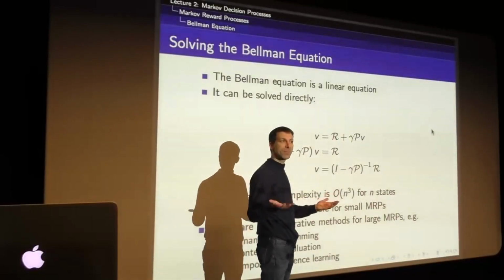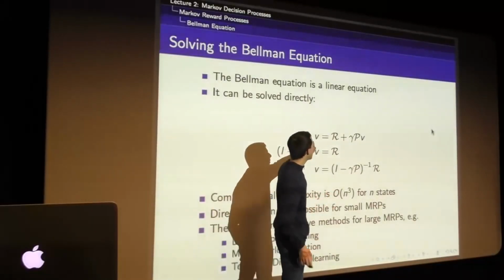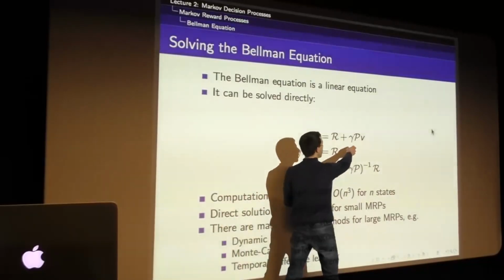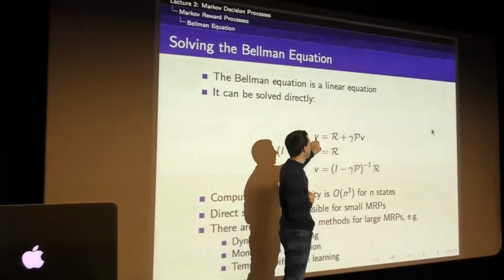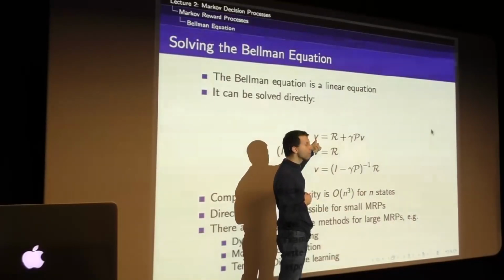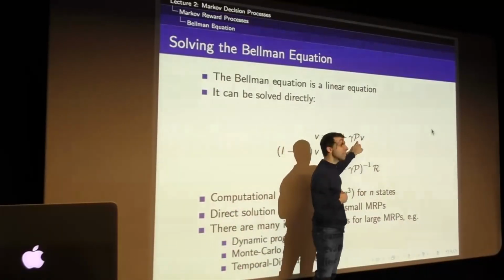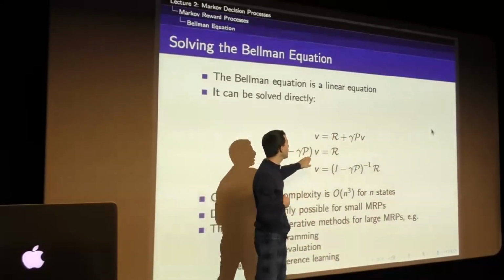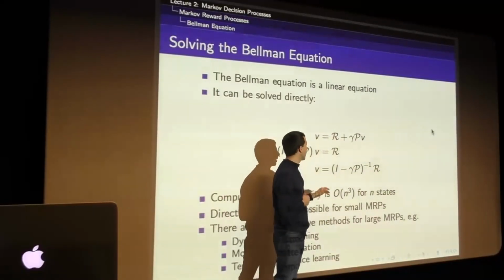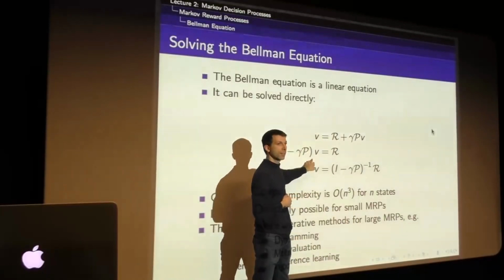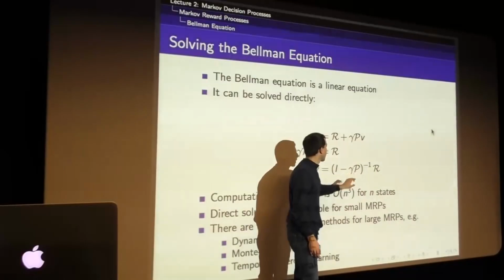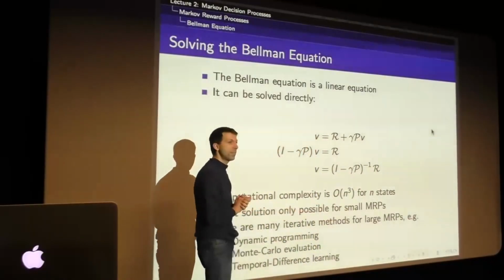Assuming that our matrix is small enough to invert, what we can do is just write out our linear equation now. All we're going to do is collect together the v terms here. So we've got, if you like, identity times v here, and gamma P times v here. So we collect those together on this side, (I minus gamma P) v equals R, and then we just invert this matrix. Okay? And this is the solution to the MRP.